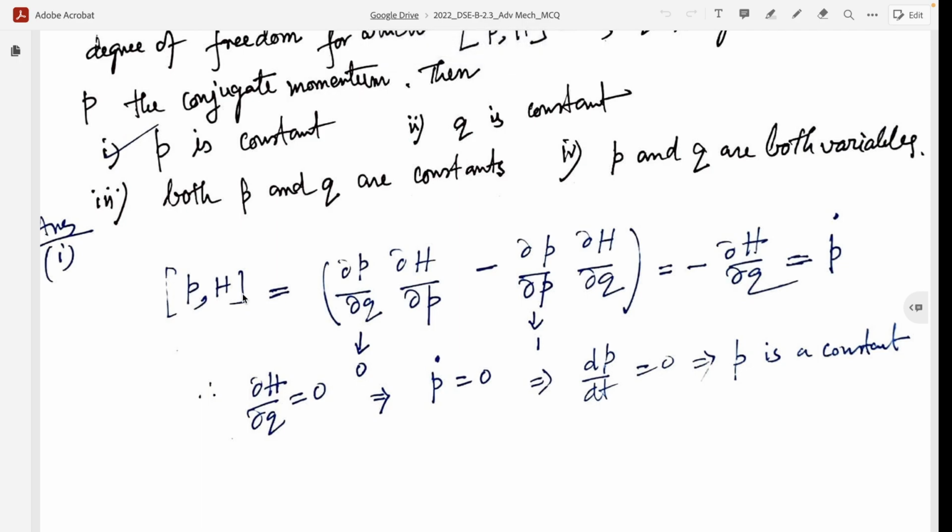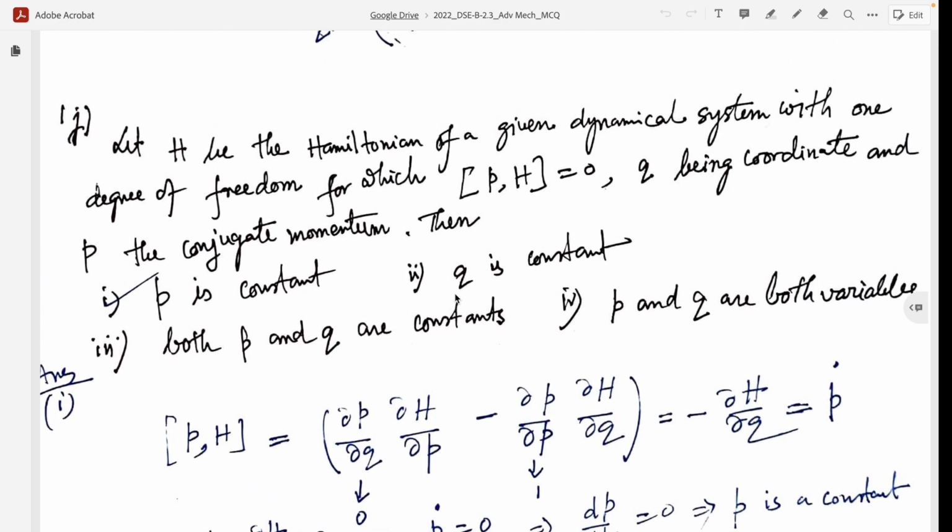The Poisson bracket of p and capital H equals del p by del q times del H by del p minus del p by del p times del H by del q. Obviously, del p by del q is 0, since p is the generalized momentum and q the generalized coordinate; p doesn't contain the variable q, so this term is 0, and del p by del p is 1. So we get minus del H by del q, and this equals minus p dot, obviously.